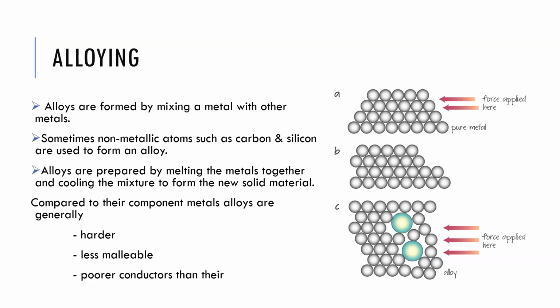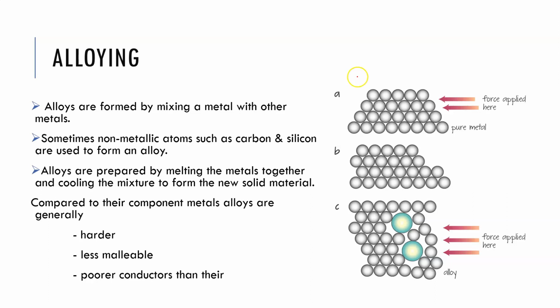Compared to their component metals, i.e. the ones that we mix together, metal alloys are generally harder, less malleable, and poorer conductors of heat than their component metals. This is generally because of disruptions that we put into the metallic lattice.